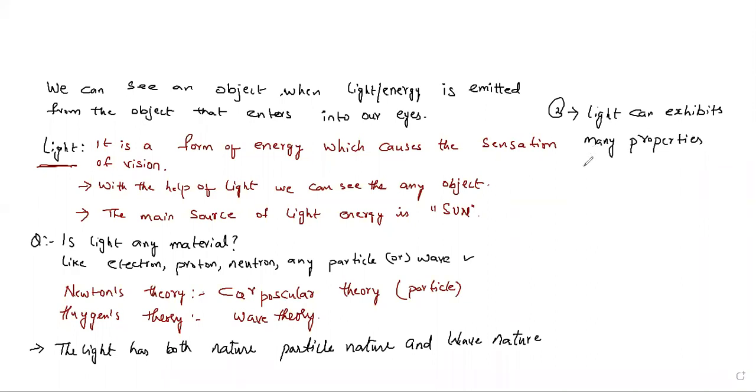अब properties के अंदर क्या आएगा? Like रिफ्लेक्शन, ठीक है, लाइट रिफ्लेक्शन भी होती है, डिफ्रैक्शन, आर पार भी होती है लाइट, पोलराइजेशन, और वी कैन से डिफ्रैक्शन. ठीक है स्टूडेंट्स, तो लाइट कैन एग्जिबिट मेनी प्रॉपर्टीज like reflection, refraction, polarization, or diffraction. Later in the further classes, we will discuss all these things.